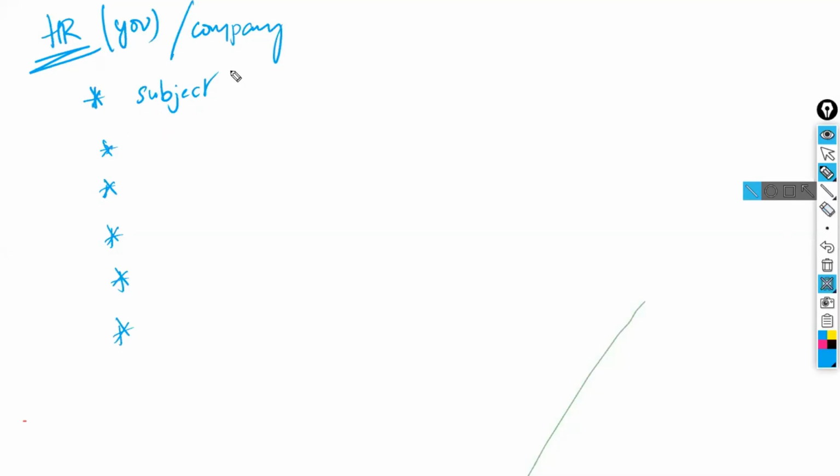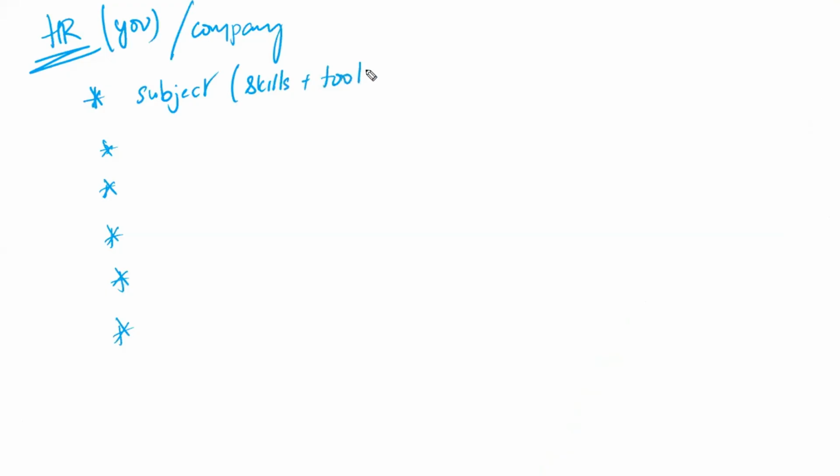So subject, that is nothing but skills, what skills he is having and what tools he is familiar with. Okay, that is the first common one. You no need to mention the exact tools because you don't know anything yet. Skills and tools. One person should be very good at the skill set.